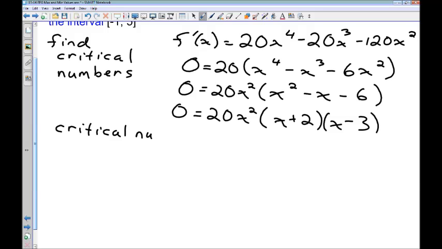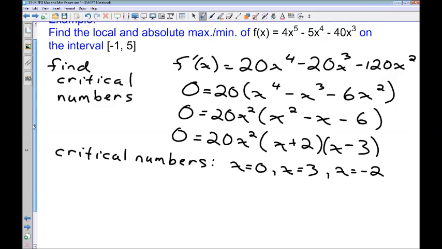So what are our critical numbers here? x equals 0, x equals 3, and x equals negative 2. Okay? So these are good places to be looking for our local maxima or minima or our absolute maxima or minima. Now, if you're paying close attention, you might have noticed something about that point x equals negative 2.